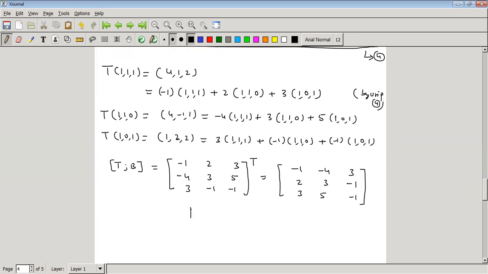Now pause the video, revise, and then proceed. Take a break of 30 seconds, go through the video once again, revise it, and then we proceed.